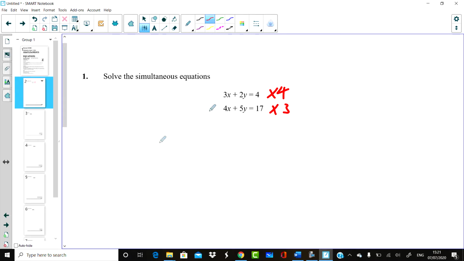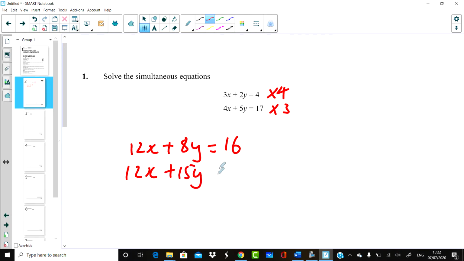So we can rewrite these two equations now. We do 3x times 4, so that's 12x. Then we have 2y times 4, so that's plus 8y. And we have 4 times 4, that becomes 16. And we have 4 times 3 here, so that's 12x. So notice now how these two are the same. We have the same number here. We do 5y times 3, so that becomes 15y. And we have 17 multiplied by 3, and that is just 51.